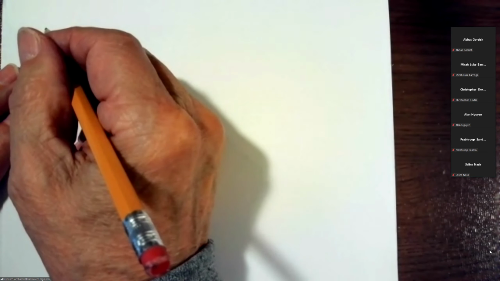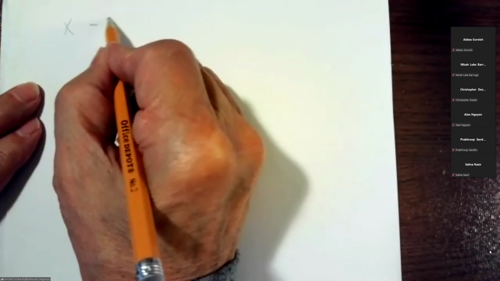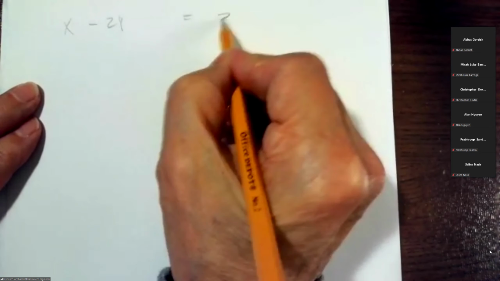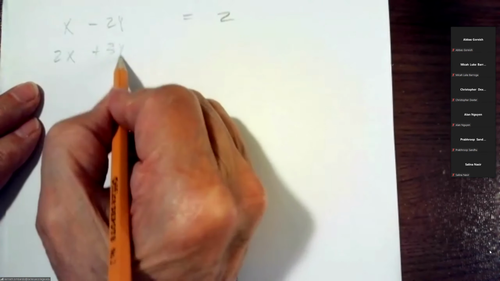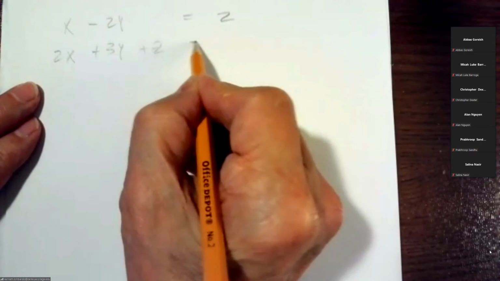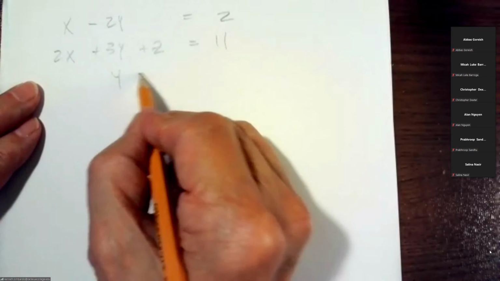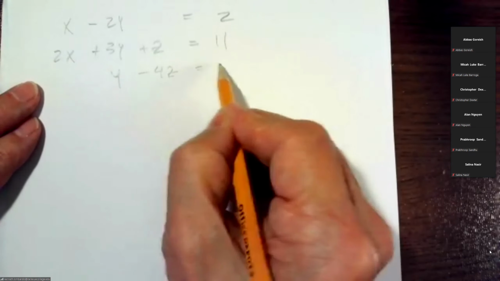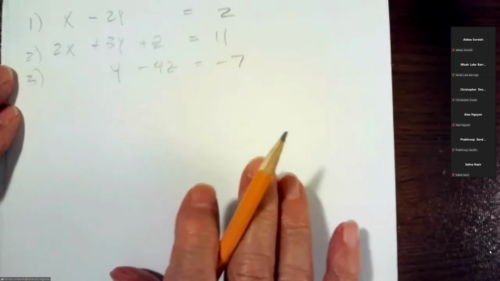Okay, looks like everybody is doing all right. So let's just do some basics then. I'm going to give you a system of equations. X minus 2y equals 2. And 2x plus 3y plus z equals 11. And y minus 4z equals negative 7. So here's equations 1, 2, and 3.